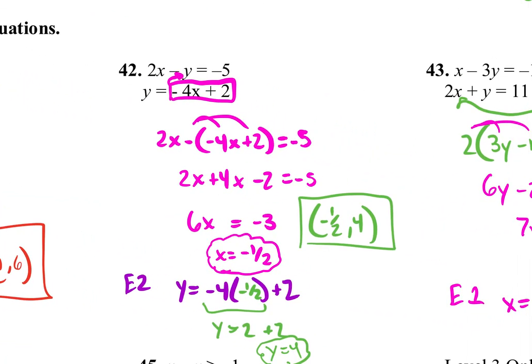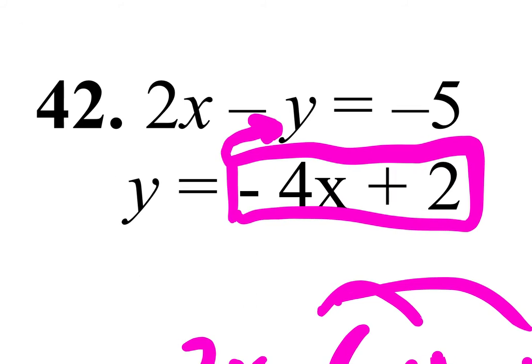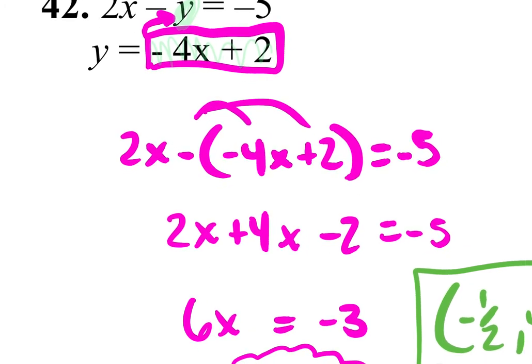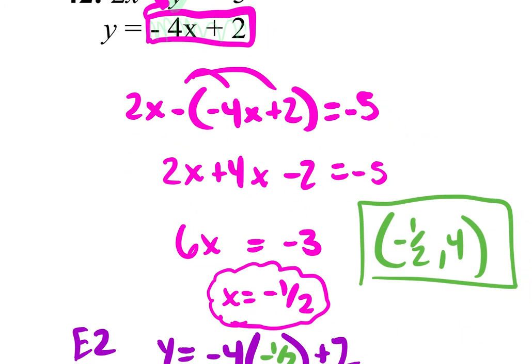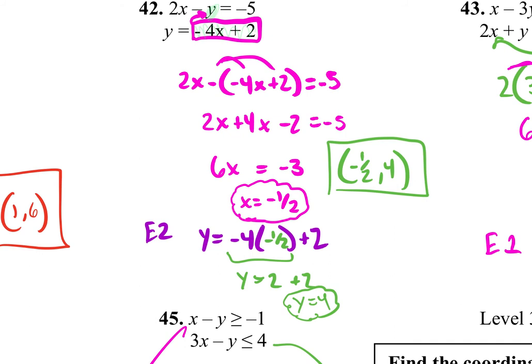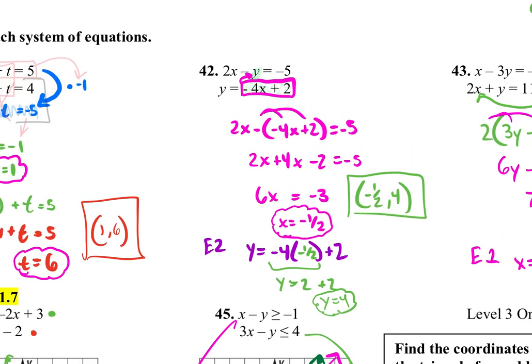On 42, I used substitution because I already had y was equal to something. So the way substitution works is you take what one variable is equal to, in this case, -4x plus 2, and you substitute it into the other equation. So I'm going to replace that y with -4x plus 2. When I do that, and I go through and solve, I end up getting that x is equal to -1/2. I then chose the second equation to substitute in x is equal to -1/2 and solved it out and found that y was equal to 4.